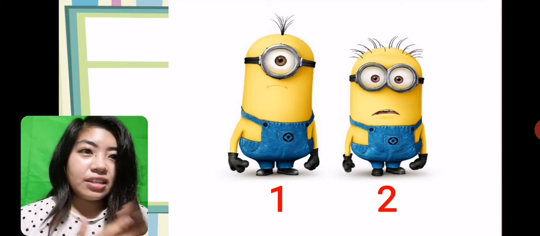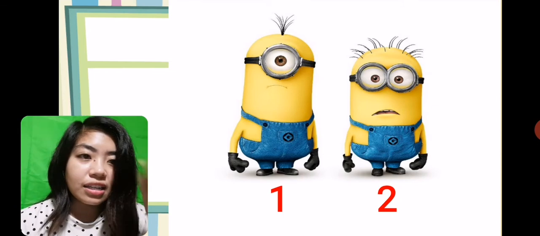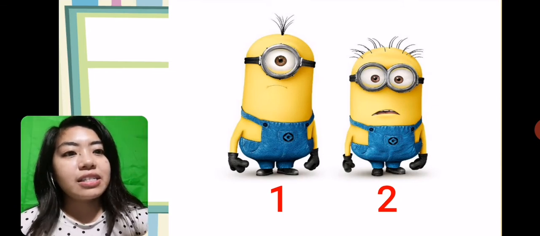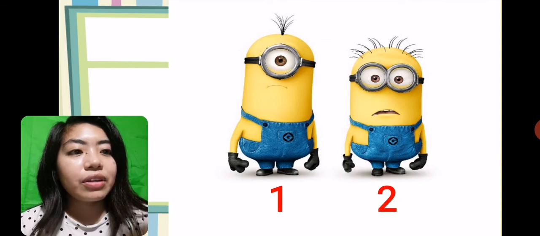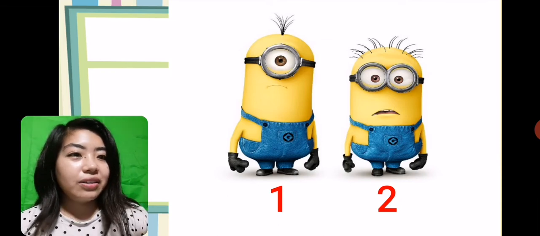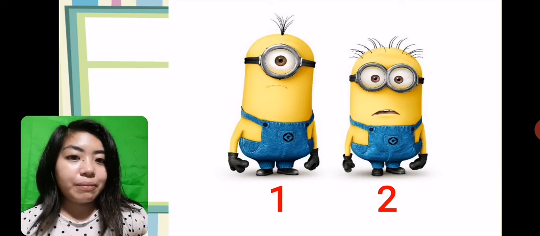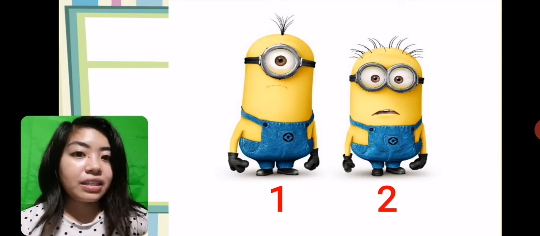So, yun yung mga property ni minion number 1. Yung hair niya is nakatumpok lang sa gitna. Then, isa lang yung eye niya. Then, yung lips niya is naka-close. While si minion number 2 is naka-scattered yung hair. Then, two eyes, then naka-open yung kanyang lip.